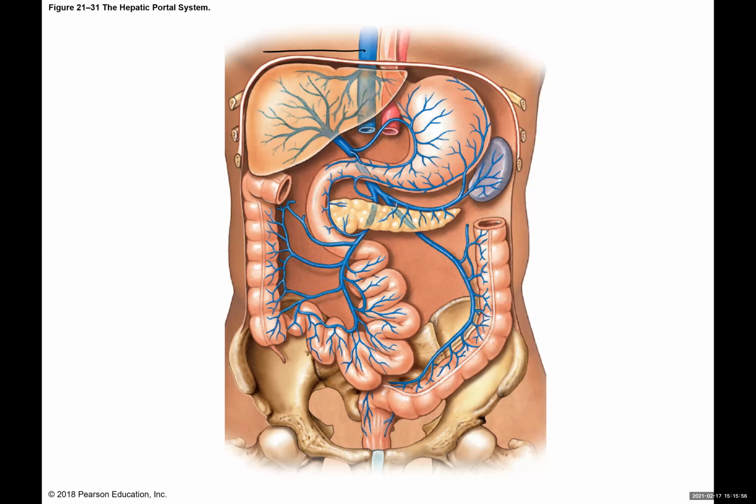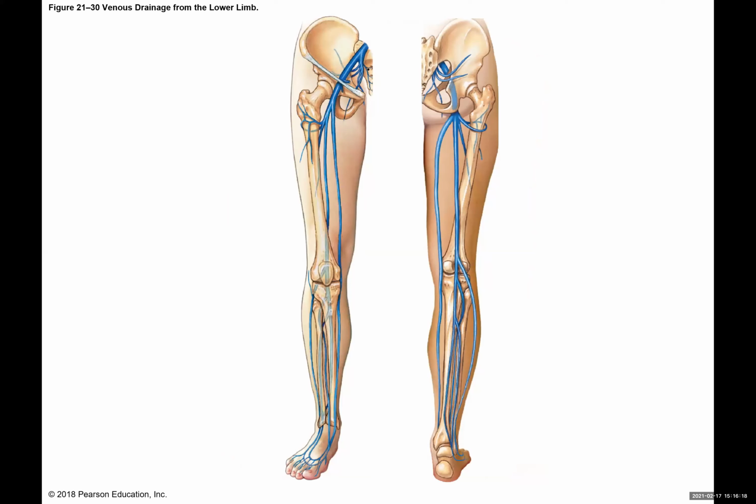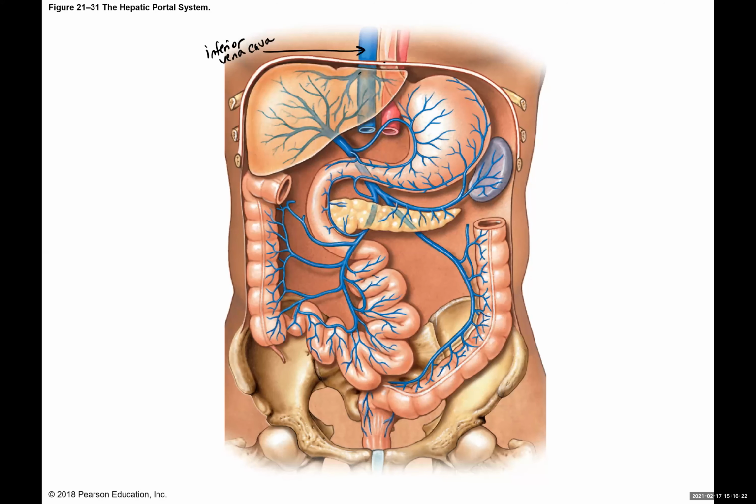Taking a look here, we can see a close-up of the abdominopelvic cavity with some organs, which will help us place these vessels a little bit more. We're seeing, of course, the inferior vena cava, which is extending down into the abdominopelvic cavity. Branching off here, we have the hepatic veins.